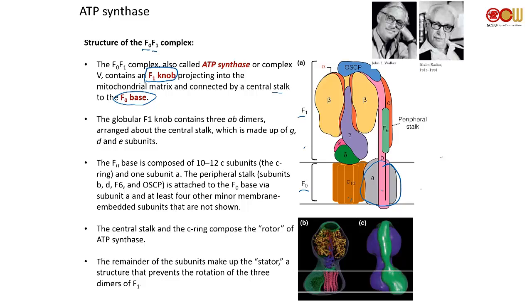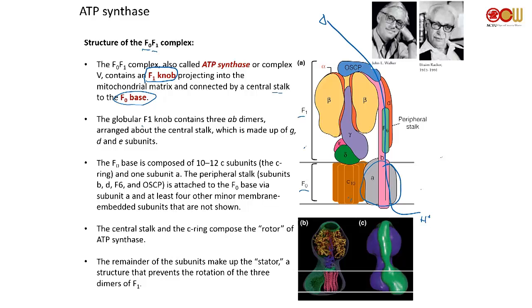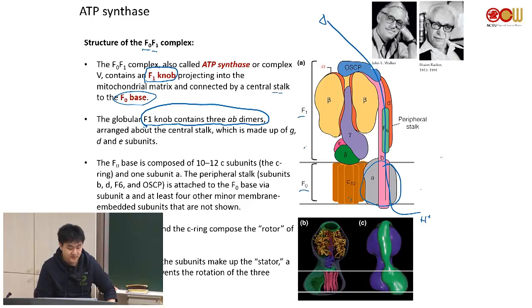And what happens is your proton movement is going to go in that direction. Now, you don't necessarily have to remember the details of ATP synthase. However, I do want you to remember that the F1 knob contains 3 alpha-beta dimers. This is a very important key. It has 3 parts. So the doorknob is split into 3 parts.